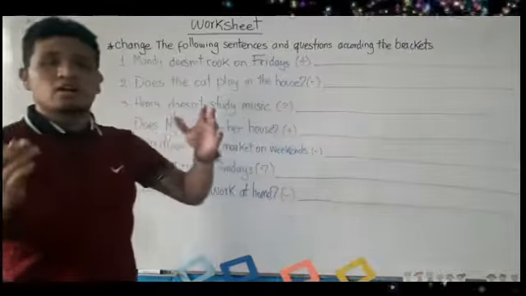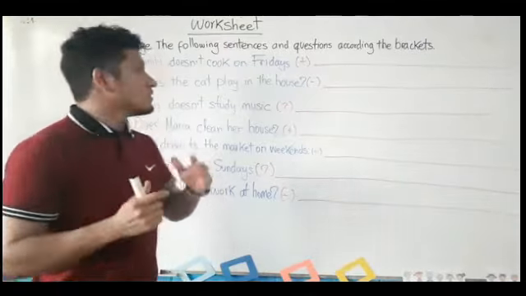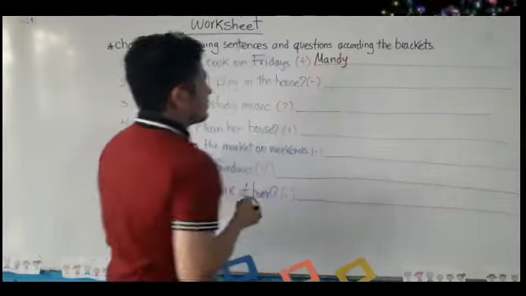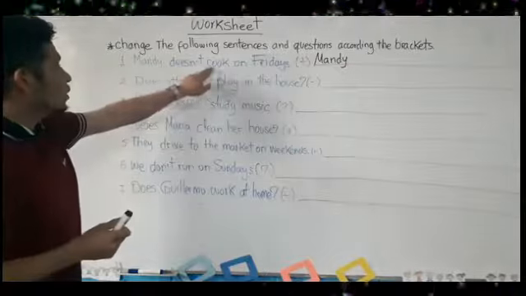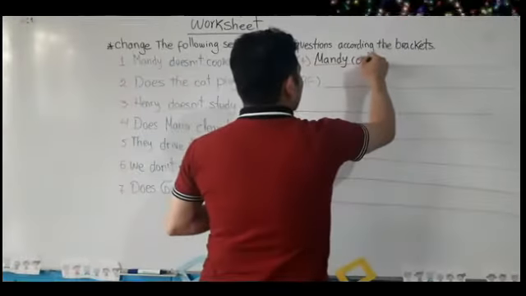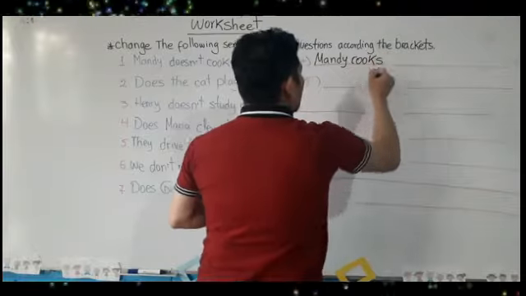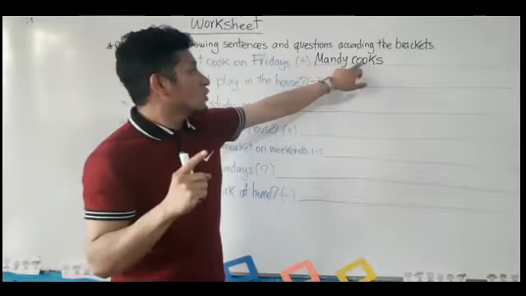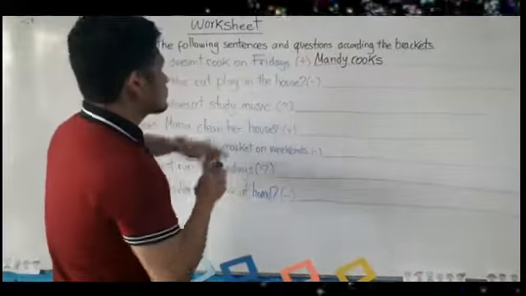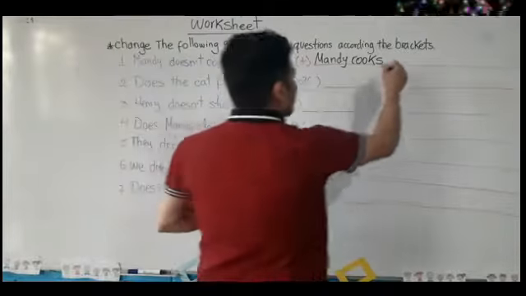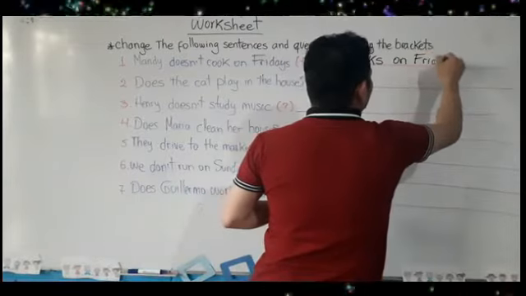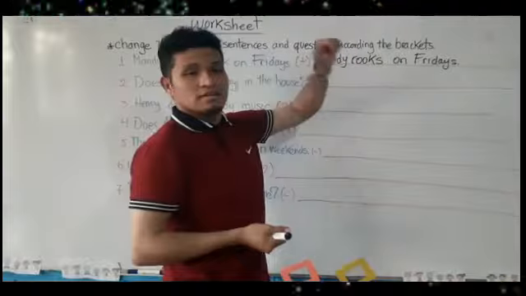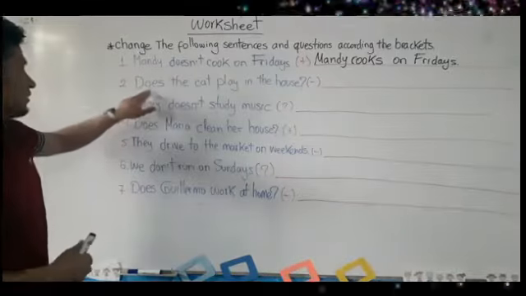So, first we're gonna know the structure, okay? Okay, Mandy. Now it's affirmative. Cooks, because it's a third person pronoun. Mandy, it's one person. She cooks. Okay? Cooks. And this is the complement. On Fridays. Done. Good. Mandy cooks on Fridays. Okay? Very good. Now, let's continue with the second one.